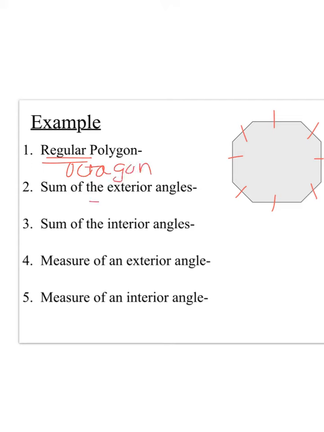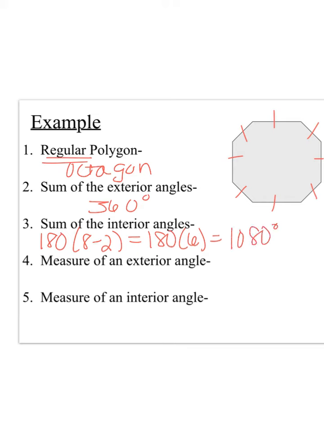The sum of the exterior angles, 360 as usual. The sum of the interior angles, 180 times 8 minus 2, 180 times 6. So that gives us a product of 1080. So the measure of one exterior angle is 360 divided by 8, and the measure of one interior angle is 1080 divided by 8. As a result, one exterior angle is 45 degrees, and one interior angle is 135 degrees.